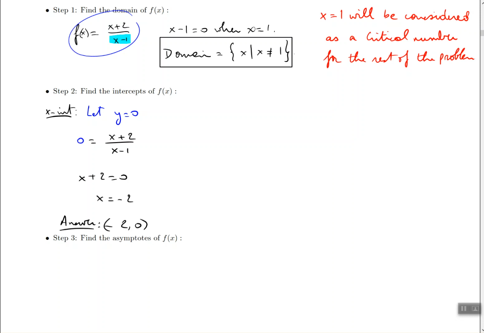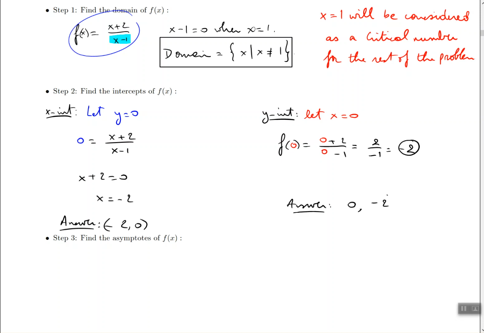So the answer is negative 2 comma 0. Now, this is the first kind of intercept. There's another kind of intercept called the y-intercept, and to find the y-intercept, we're going to let the x become 0. So it's always the opposite letter. Again, your function is f of x equal to x plus 2 divided by x minus 1. You erase the x's everywhere and replace them with the value 0 and see what happens. In this case, you end up with 2 divided by negative 1, which is negative 2. So the answer here is 0 for the x and negative 2 for the y.